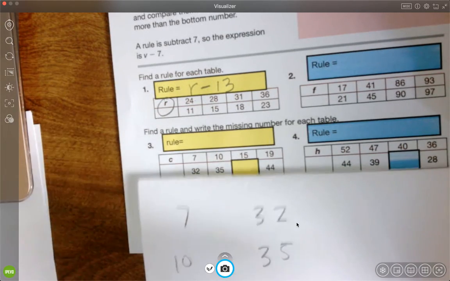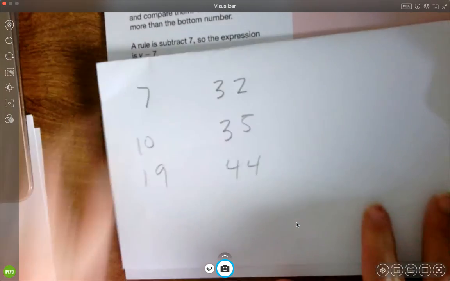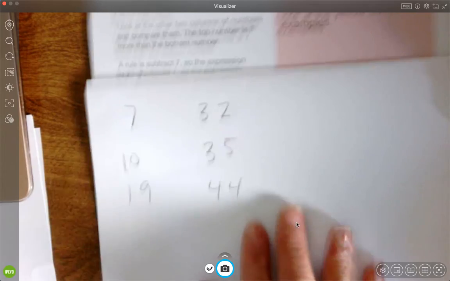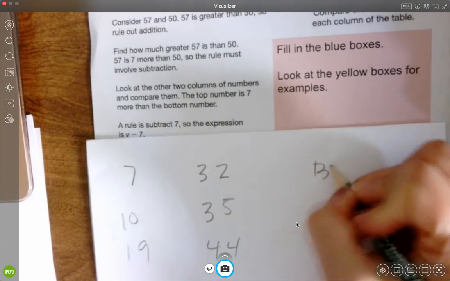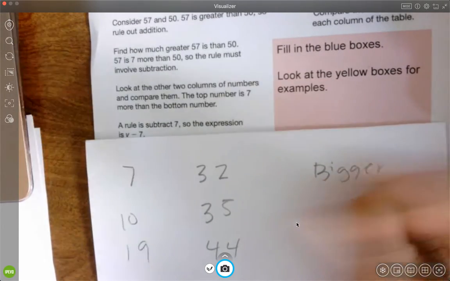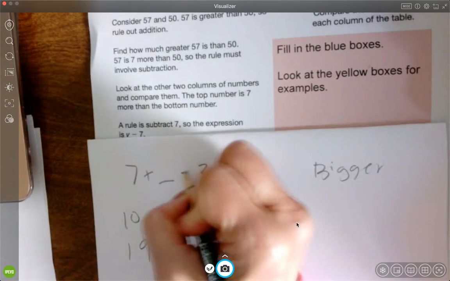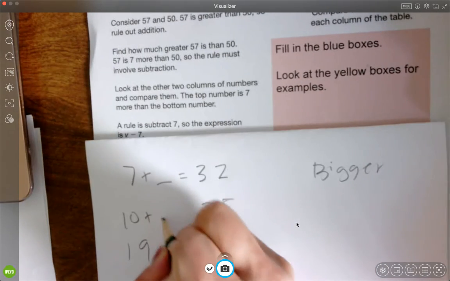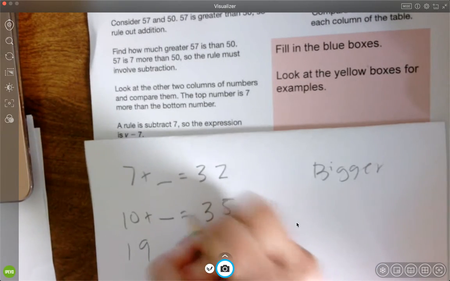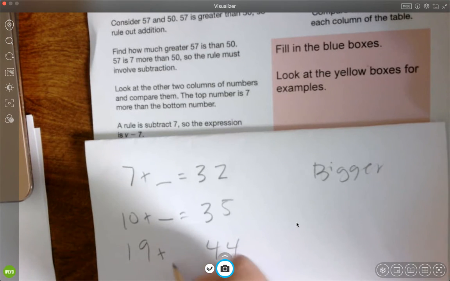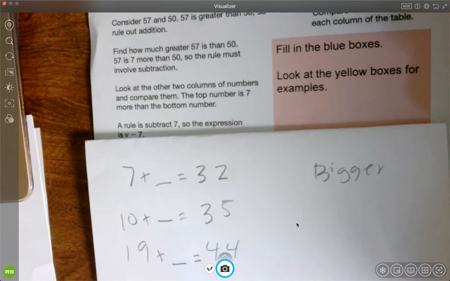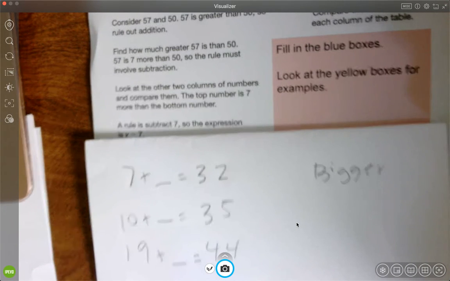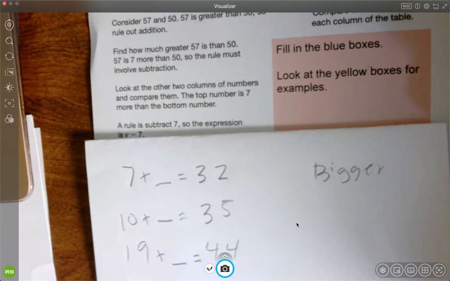Now are my numbers getting bigger or are they getting smaller? This time they're getting bigger, so I know I'm adding. I'm adding something to 7 to get 32. I'm adding something to 10 to get 35. And I'm adding something to 19 to get 44. Now I have to figure out what that is. Well, how could I figure that out?